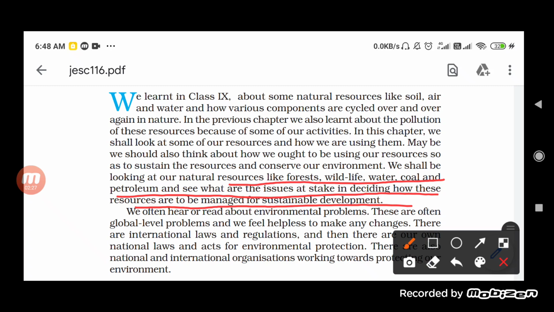Okay, so we must conserve the environment, we must use it wisely, and conserve it so that the future generation can utilize it.